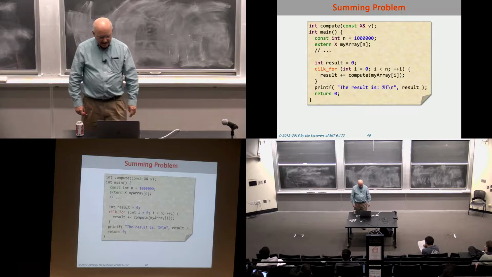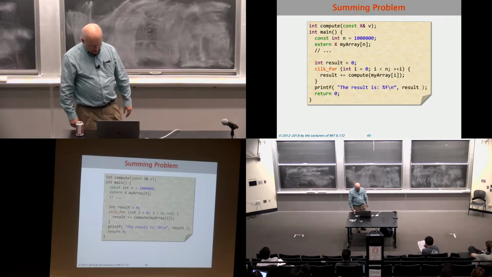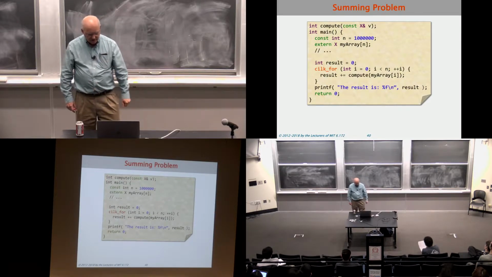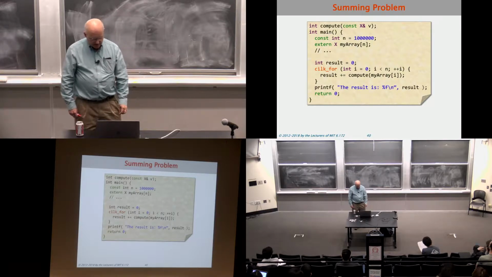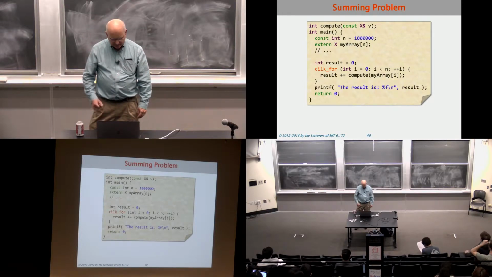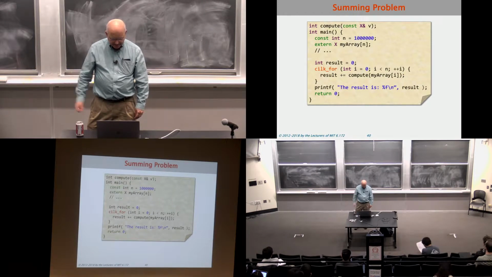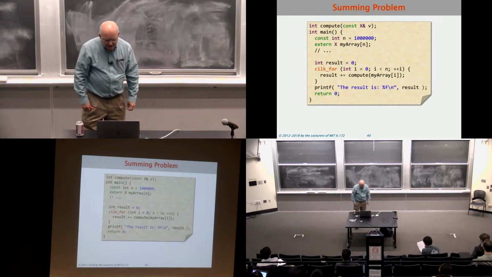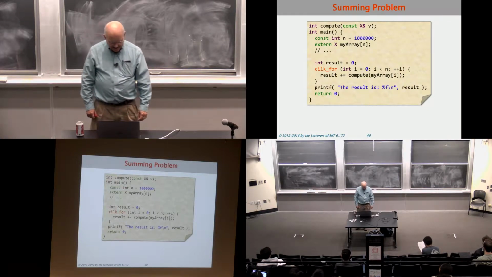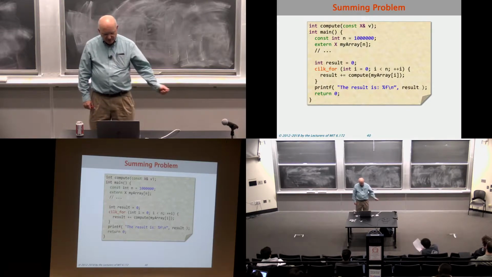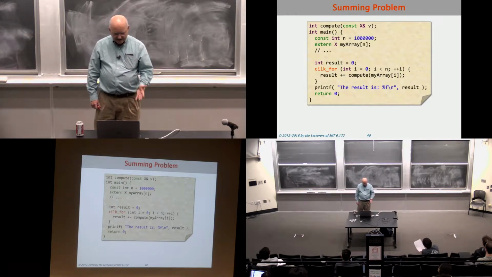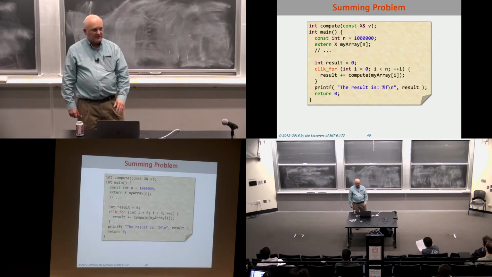So let's take a look at a way that you might want to use CAS. So here's a summing problem. Suppose I want to compute on some variable of type x, and I've got an array that's 1,000,000 elements long. And what I'm going to do is basically run through my array in parallel and accumulate things into the result. And so this is actually incorrect code. Why is this incorrect code?